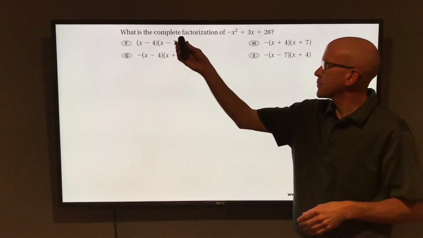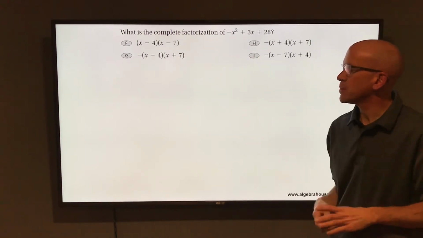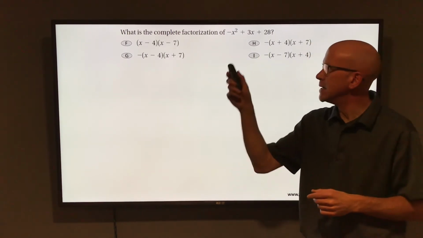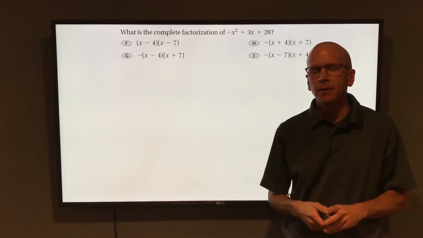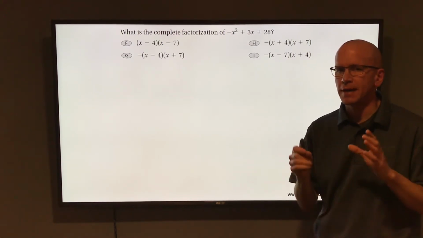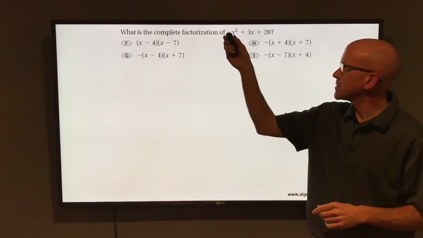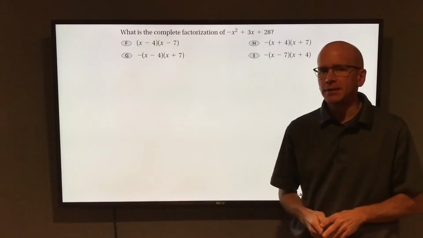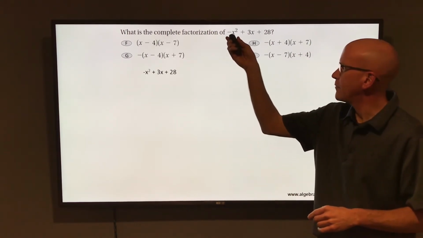What is the complete factorization of negative x squared plus 3x plus 28? First thing I notice here is the coefficient of x squared is negative. Also, the coefficient of x squared is negative 1. So the first step here is to make that x squared positive. To do that, we're going to factor a negative 1 out of all three of those terms.